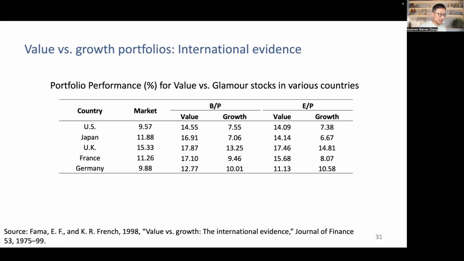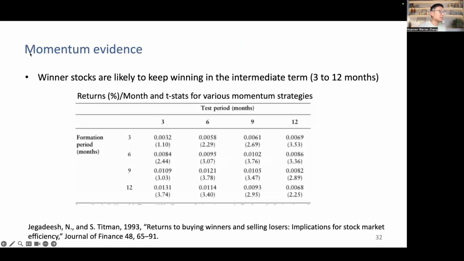The last trading strategy that we can use is the so-called momentum strategy. Here is a table that demonstrates the returns after several months of different portfolios. And we can observe that the winner stocks are likely to keep winning in the intermediate term, that is from 3 months to 12 months. Right? And here, let's look at the test period and the formation period, and let's try to understand how to read this corresponding table.